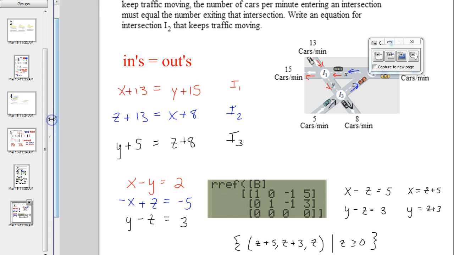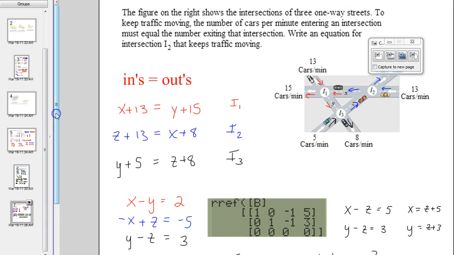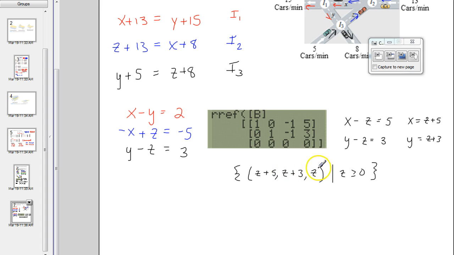Now there would be some sort of finite upper limit that this road can handle, but it doesn't tell us that information in the problem. And there is no understood upper limit for z because of subtraction in this thing. So anyway, this is what this ends up looking like. And then if the problem says, what if z is 18? Just making up a number. If z is 18, then this is 18. This is 3 more than that, so this would be 21. And this is 5 more than 18, which would be 23. So that would be a particular solution.